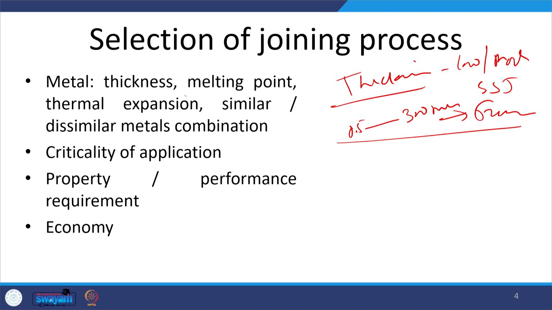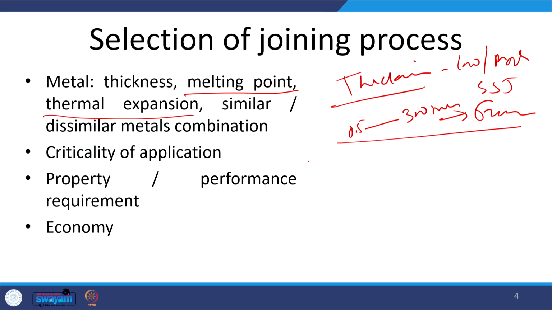Then the melting point. It is preferred that the metal has a lower melting point, so that it can be brought to the molten condition by the fusion welding process. If the melting point is high, then again it will have greater hardness and greater strength, which will make solid state joining also difficult.